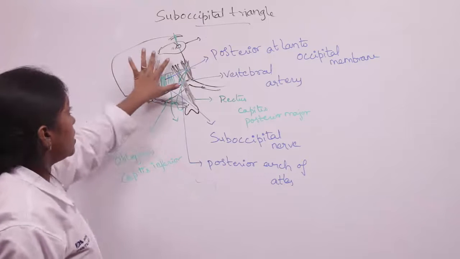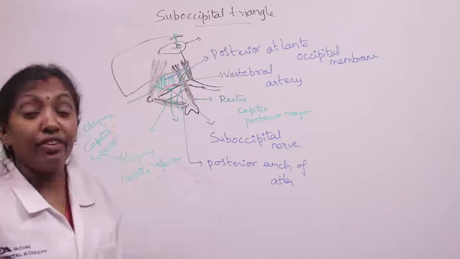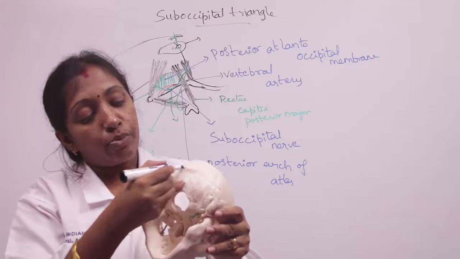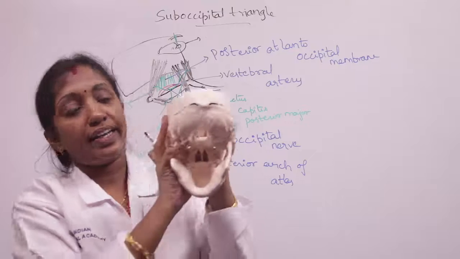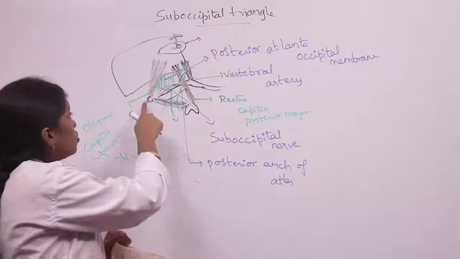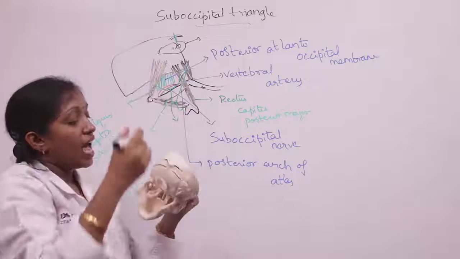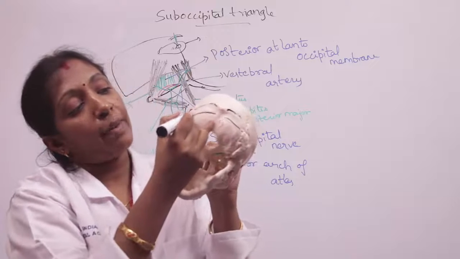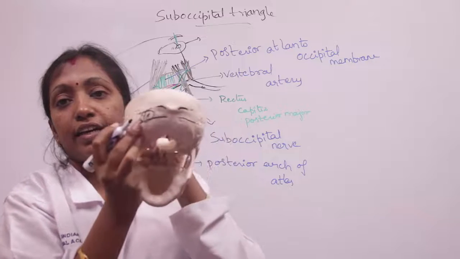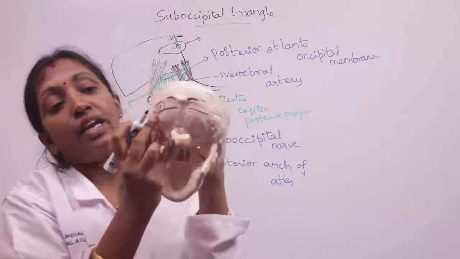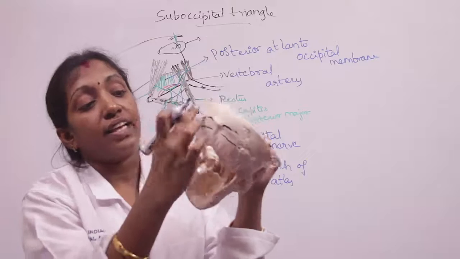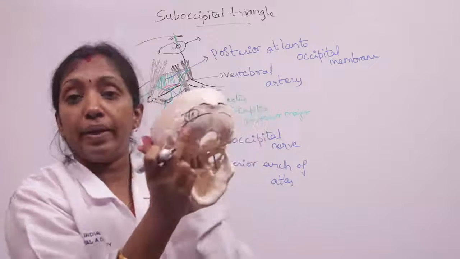atlas, and it is inserted into an area between the superior and inferior nuchal lines. We know that superior and inferior nuchal lines are present. Superior nuchal line is present here, and below that we have the inferior nuchal line. So it is inserted into the lateral part of the area between the superior nuchal line and inferior nuchal line. That is the superolateral boundary of the suboccipital triangle.